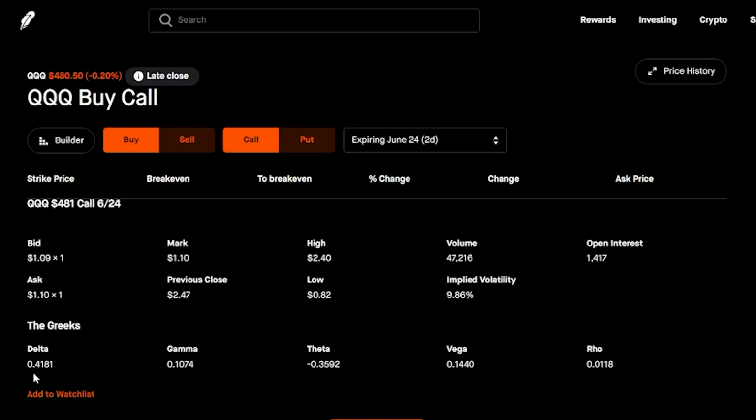Then our delta is going to be 41. So for every dollar the price moves, you're getting this on it, right? Obviously times 100. And then your theta is 35. And this is how it decays for every day that the option moves. So the further out you are, the lower your theta is going to be.